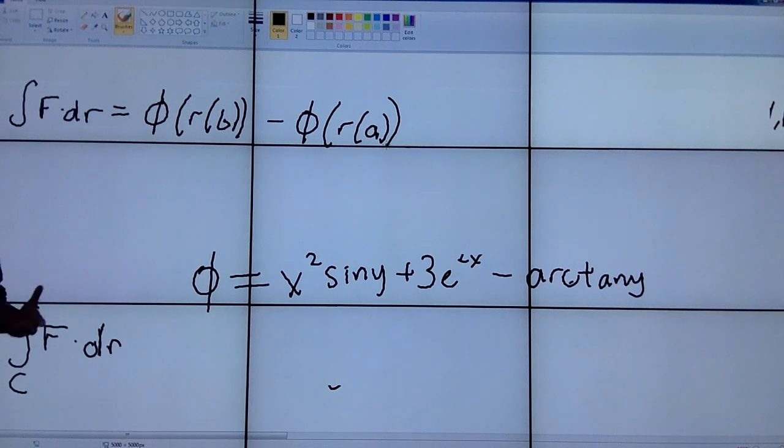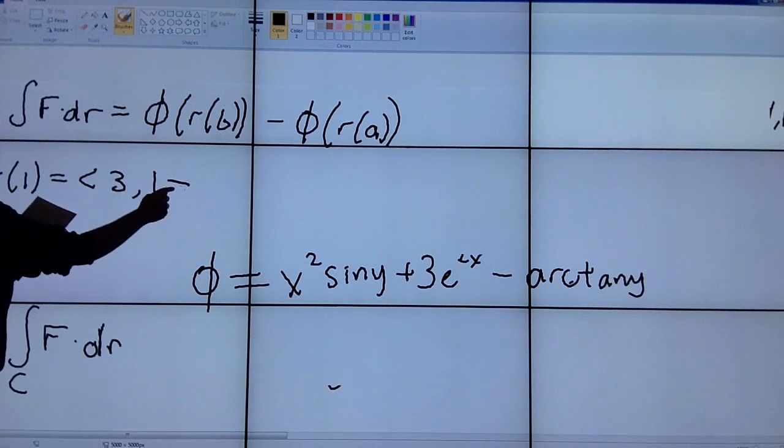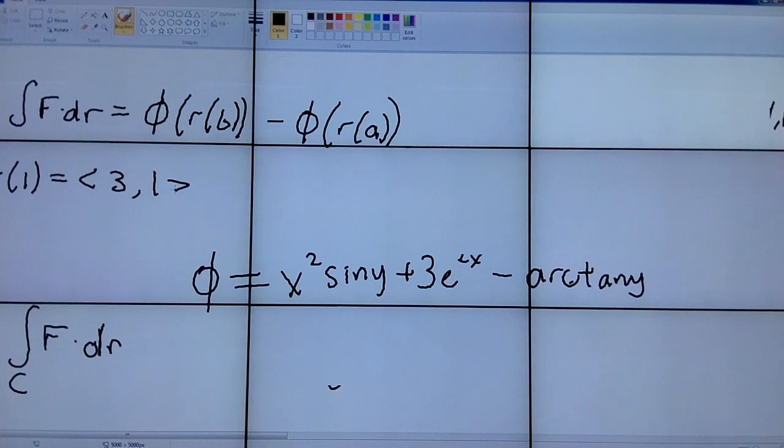What is r of b? r of b is what you get when you plug in 1 into your parameterization. Remember, the parameterization is 4t minus t cubed comma sine of pi t over 2. When I plug in 1 to that, I get 3 comma 1. Does everyone agree to that? And when I plug in 0 for my parameterization, I get 4 times 0 minus 0 is 0, and sine of 0, which is 0. So I get 0 comma 0.